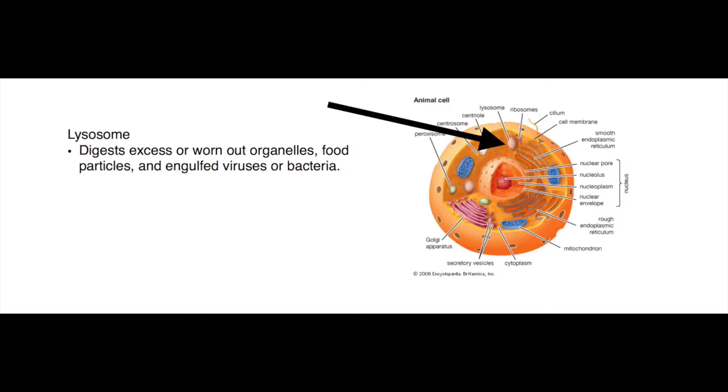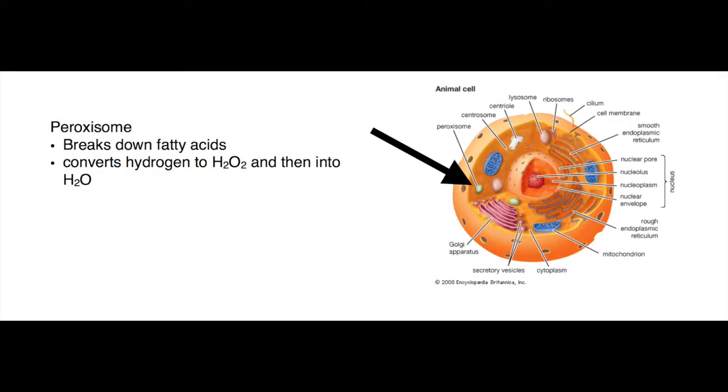The sparkly blue puffballs in this demonstration represent the lysosomes. The role of the lysosome is to digest excess or worn-out organelles, food particles, or engulfed viruses or bacteria. The small red balls demonstrate peroxisomes. Their function is to break down fatty acids. They also convert hydrogen into H2O2, hydrogen peroxide, and then into water.